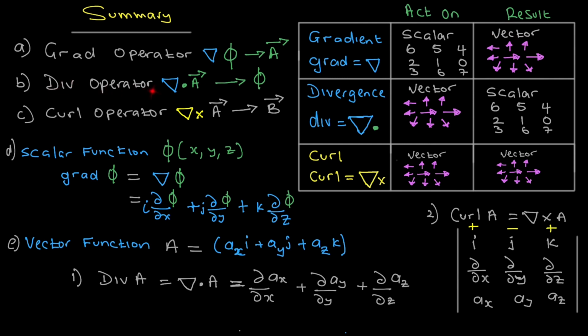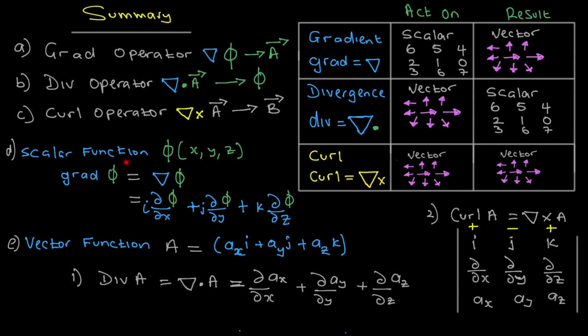The div operator, which is divergence, on A, where A is a vector, gives you a scalar. So you get divergence on a vector, you get a scalar value. The curl operator, which is del cross A, on a vector, you get another vector. So that's curl, del cross, on a vector, you get another vector.